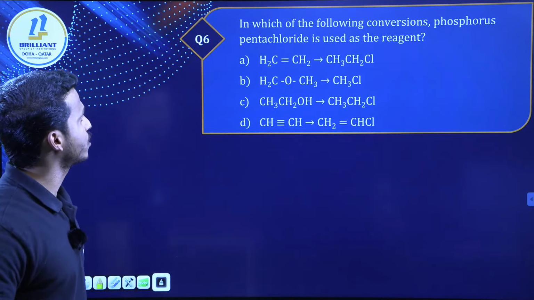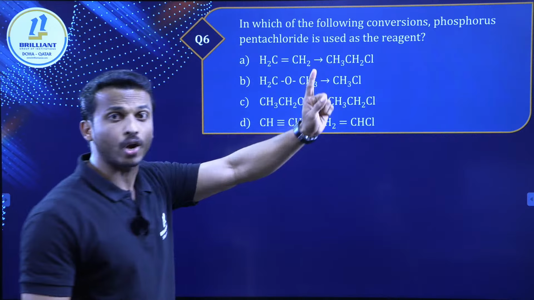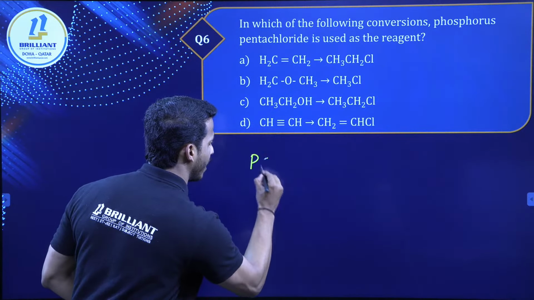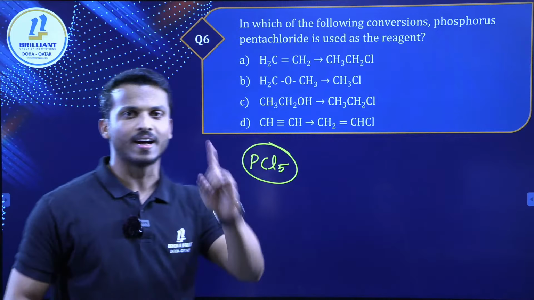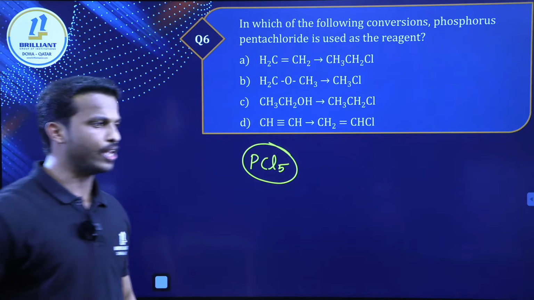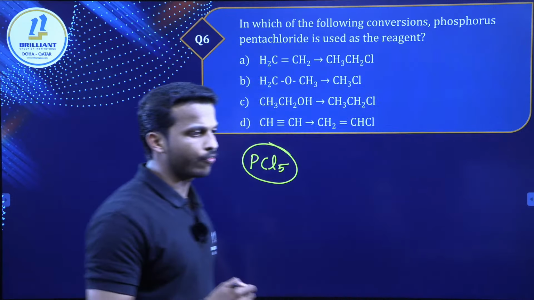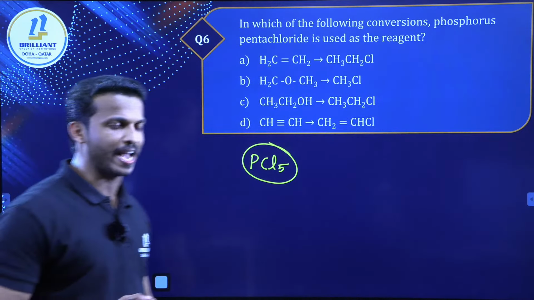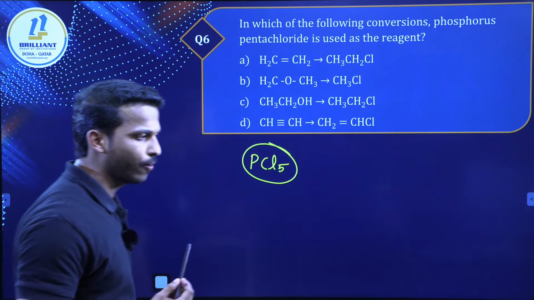Yes, dear all, the question is ready. In which of the following conversions is phosphorus pentachloride used as the reagent? What is phosphorus pentachloride? PCl5. Definitely you can give the answer. I'm very confident about that. Give your answer, all of you.